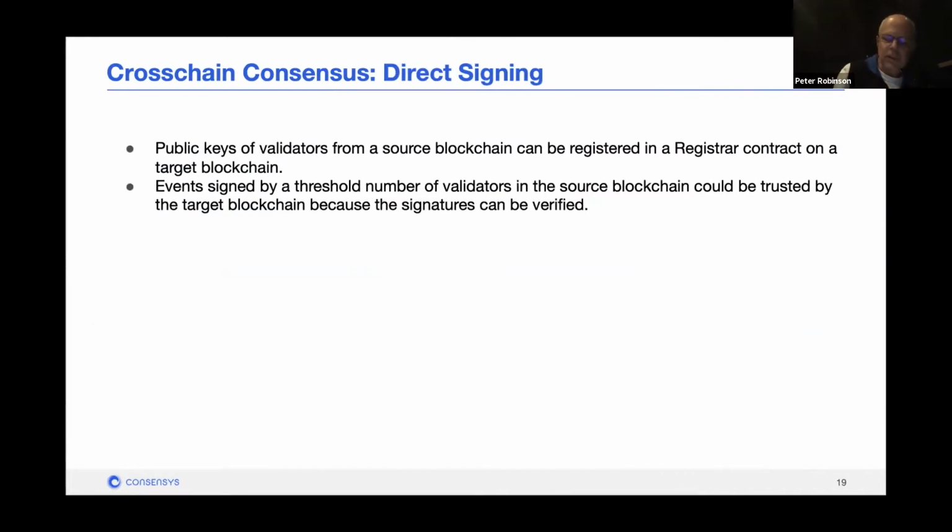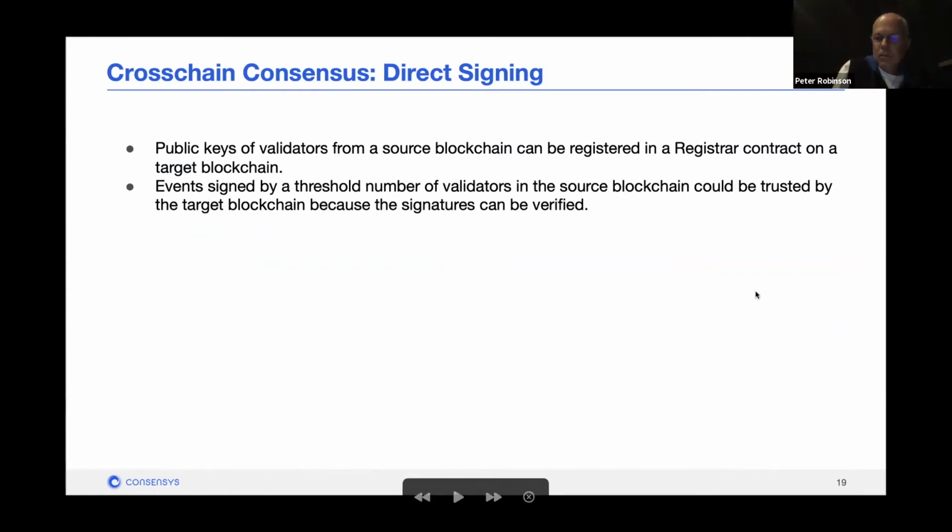One approach is direct signing. In direct signing, what you do is you have a set of validators who have their public keys or their accounts registered in a registrar contract on the target blockchain. And you have events that are signed by a threshold number of validators on the source blockchain, and they are trusted by virtue of the signatures being verifiable.